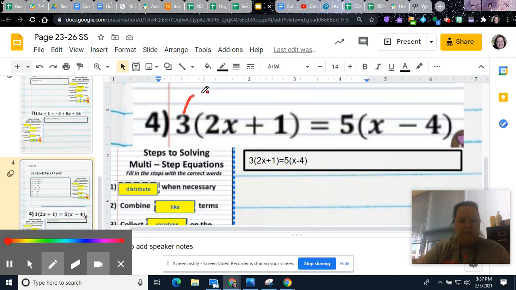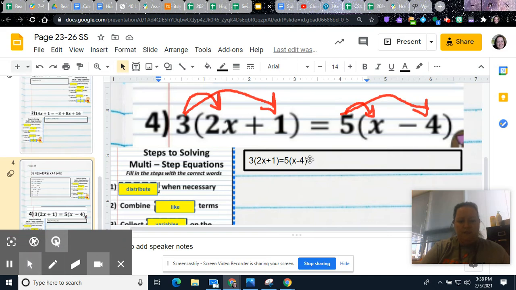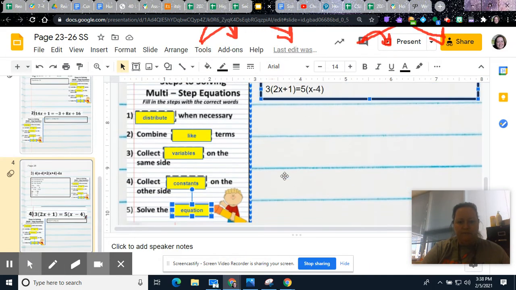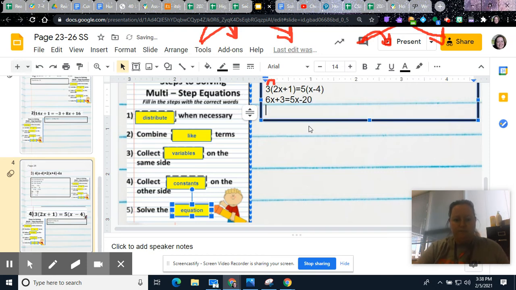So we're going to distribute this 3 to the 2x, also 3 times 1, and then on this side we have 5 times x and 5 times -4. So here's what that looks like. When you distribute, 3 times 2 is 6, so you have 6x plus 3 times 1 is 3. On the other side, you have 5 times x is 5x minus 5 times 4 is 20.